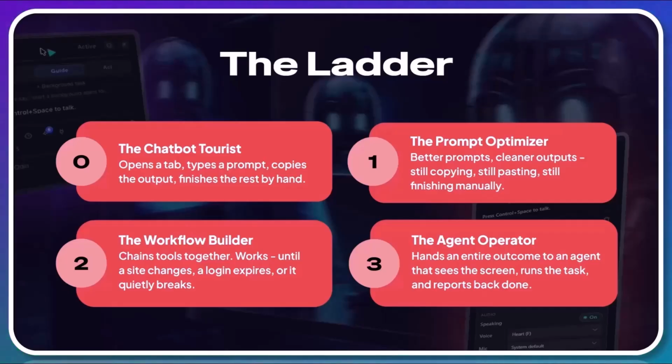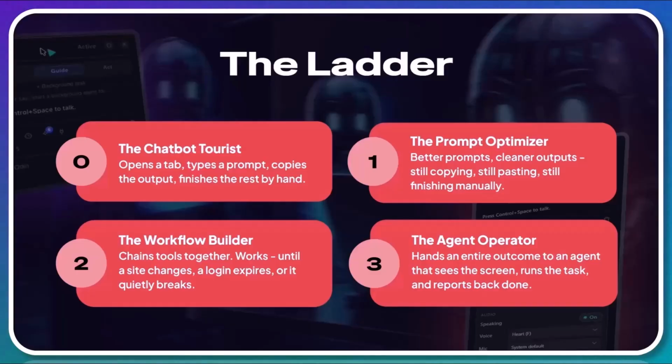Then level 1 is you get better prompts. You learn that there's actually science to prompts. You start improving them, you get better outputs, but you're still copying, you're still pasting, you're still finishing stuff manually. Just the quality is a bit higher. That's level 1. Then you've got level 2, where you actually start chaining things together.